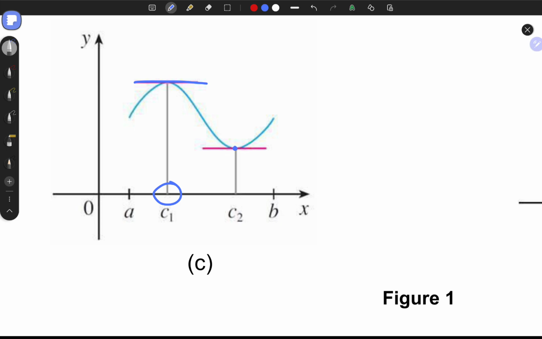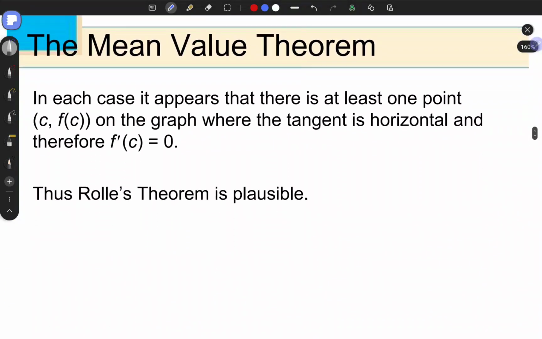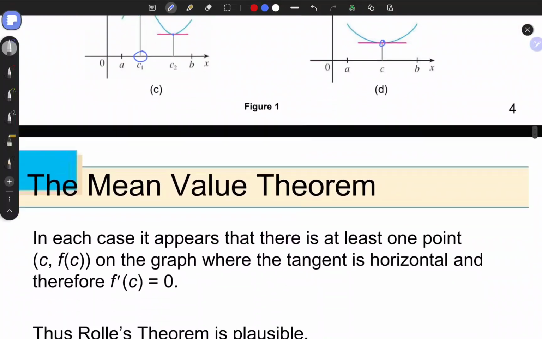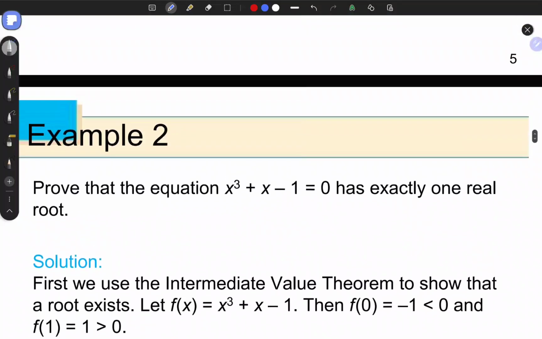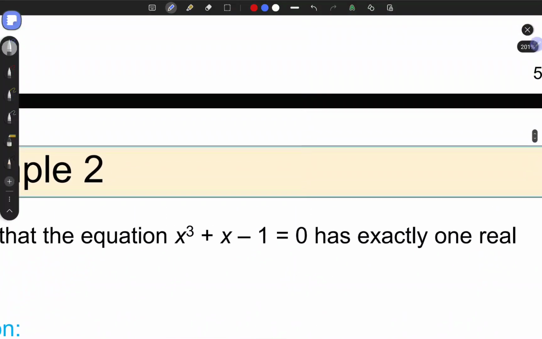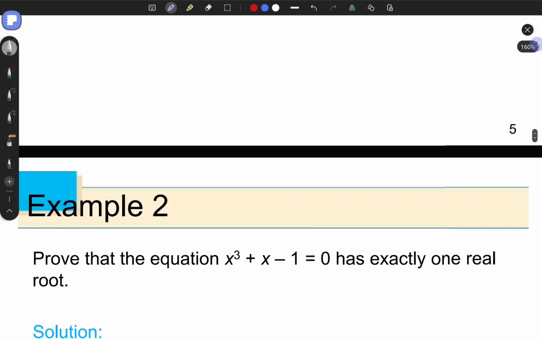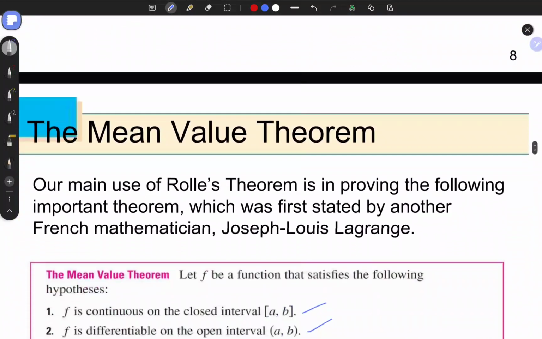Okay, so as we said, the slope is basically 0 at this point. Even here the slope is 0. So what is the mean value theorem? These all satisfy Rolle's theorem. So now we can check. Let's try this. We have this equation. We can prove it. I don't think we can prove this one. I'm not sure. This is very important.